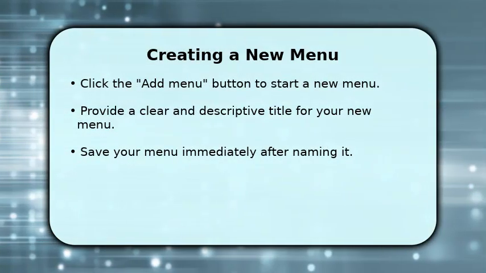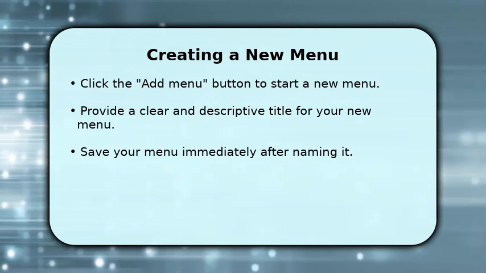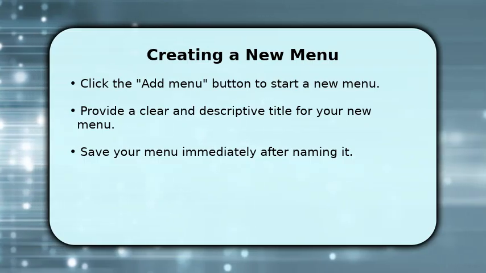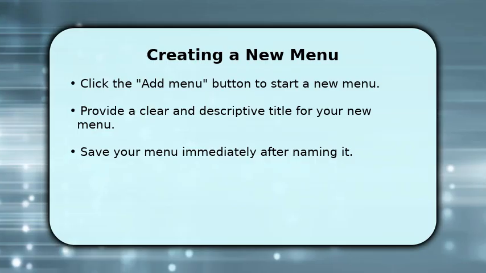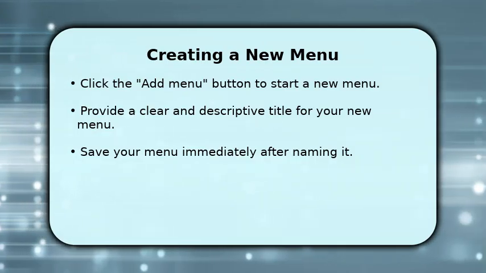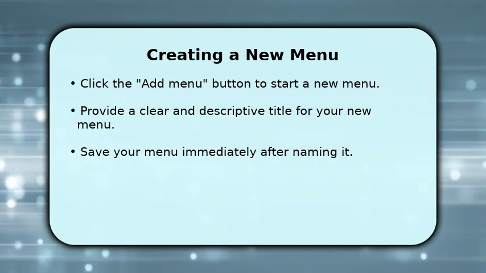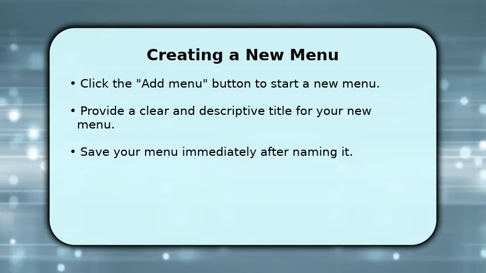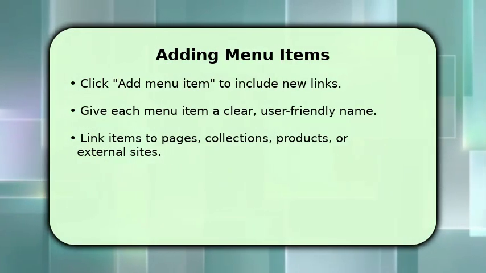To create a brand new menu, simply click the Add Menu button. This will open a new section where you can give your menu a unique and descriptive title. For example, you might name it Quick Links or Customer Service. It is important to save your menu right after giving it a title, even before adding any items, to ensure your progress is secured. Now let's add items to your menu.